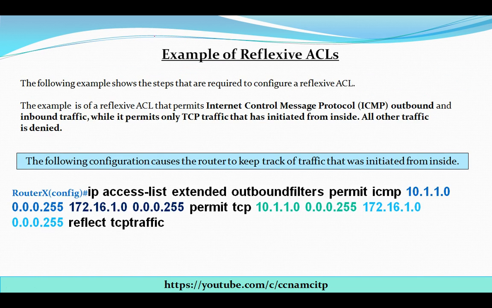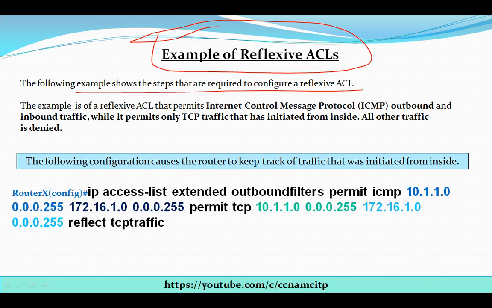Now we will see an example of flexible ACL, how we can apply it and how we can configure it. The following example shows the steps to configure. The example is of a flexible ACL that permits ICMP outbound and inbound traffic, while it permits only TCP traffic that has been initiated from inside. All other traffic is denied. So this is what is going to happen after we run this command on the router.